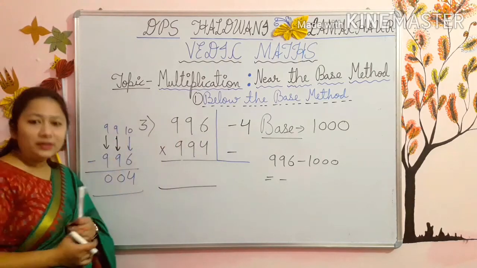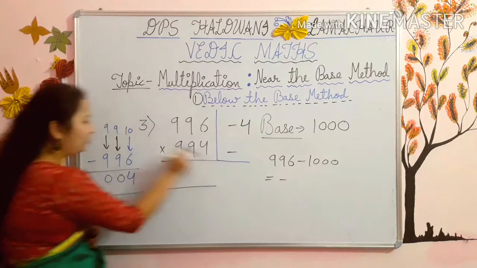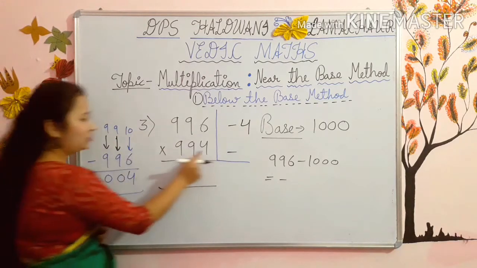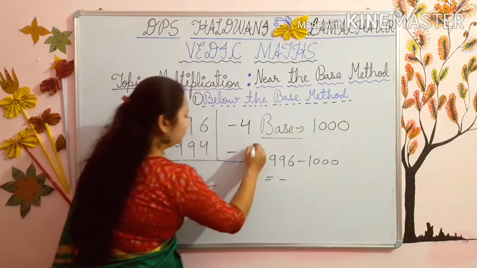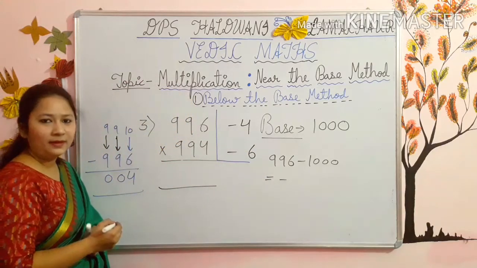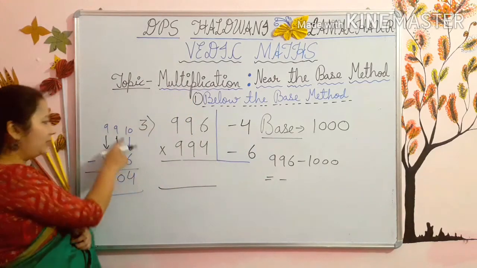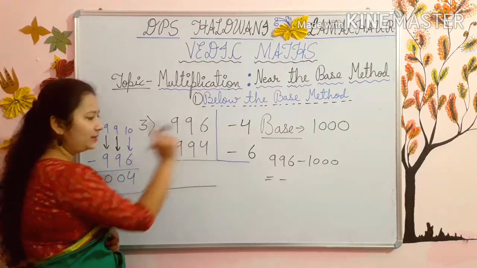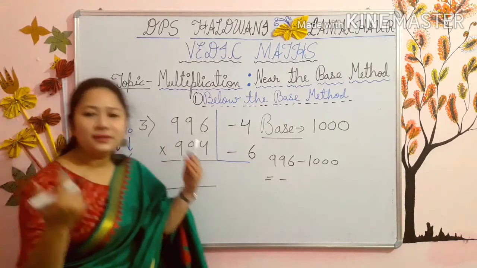Here also you can do the same. See, last digit you will subtract from 10. So 10 minus 4, 6. And others from 9. See, others from 9. So 9 minus 9, 0. 9 minus 9, 0. 0 means nothing.